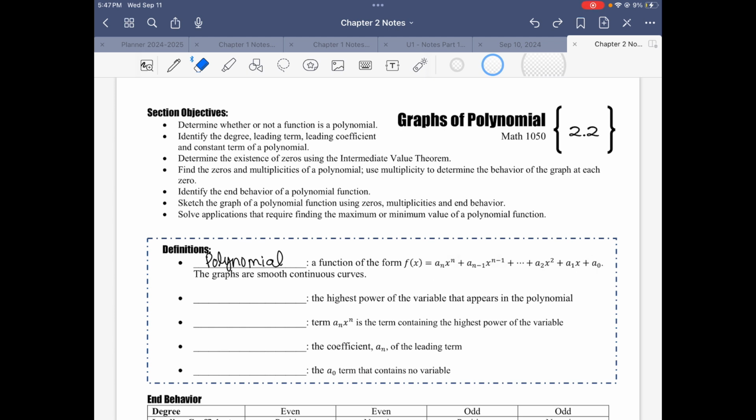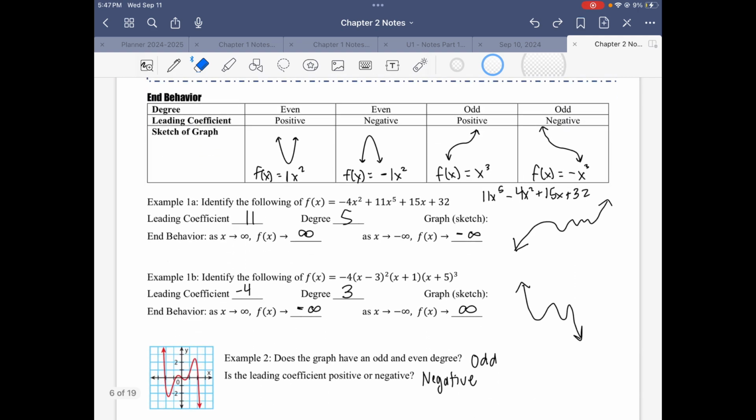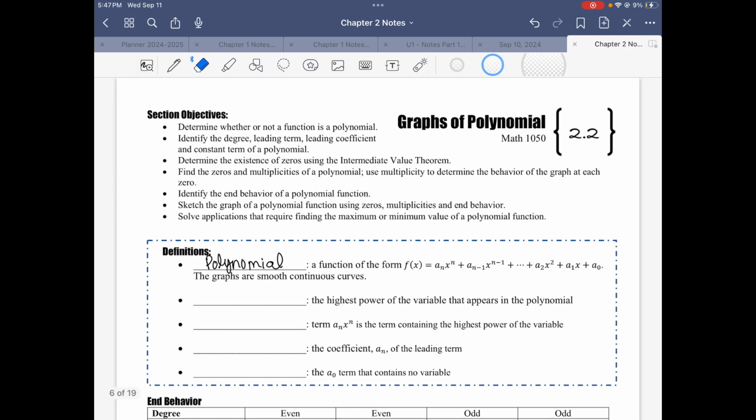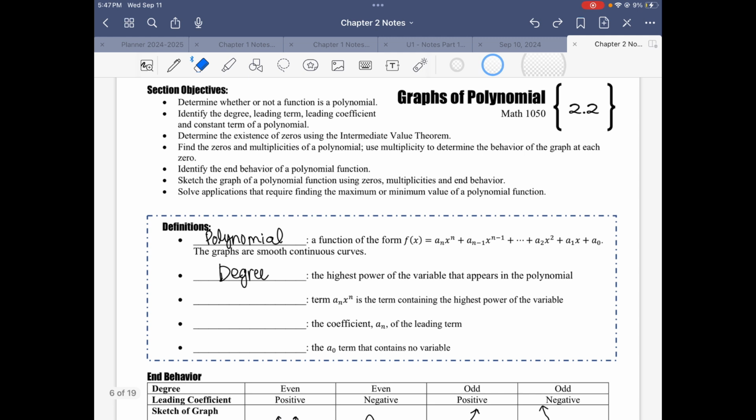However, I need you guys to understand that you know what polynomials are. It literally just means many terms. So anything with lots of terms all added together. For example, some of these are definitely things that you know. The next one is degree, and it's just the highest power or the highest exponent that appears in that polynomial.